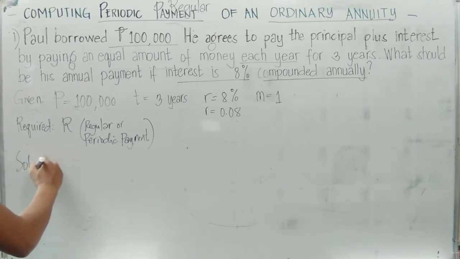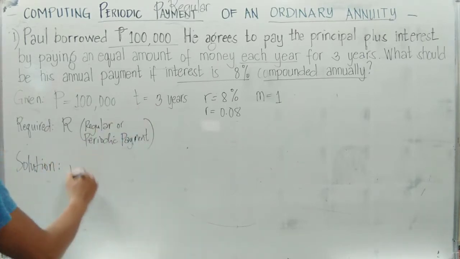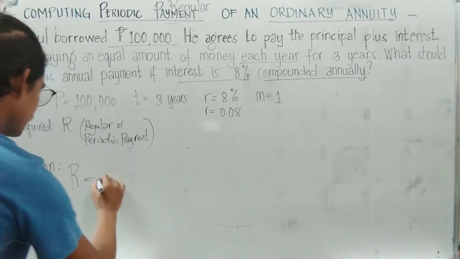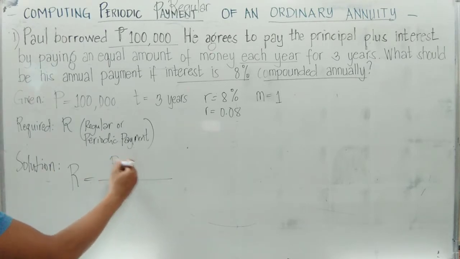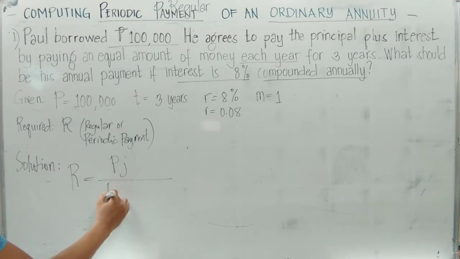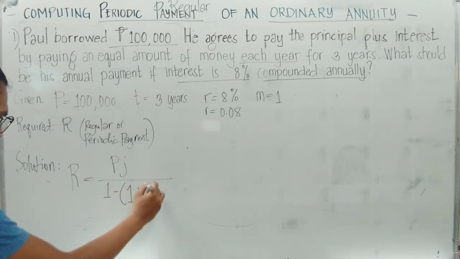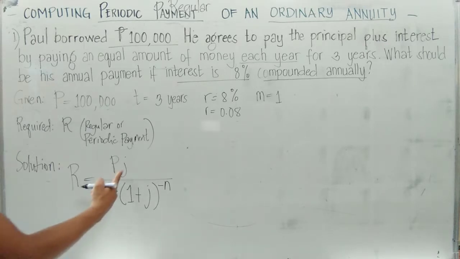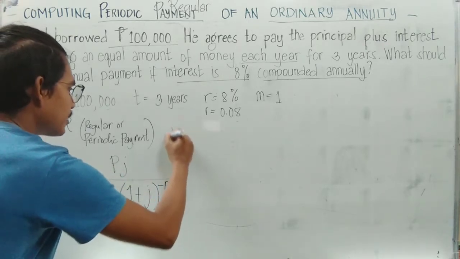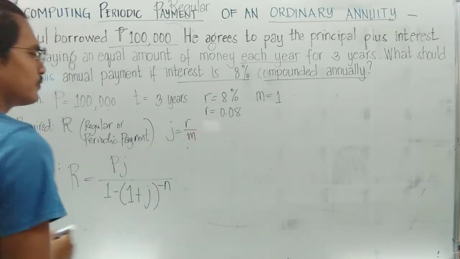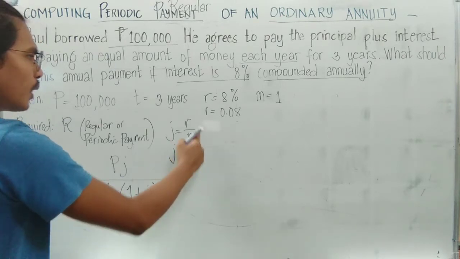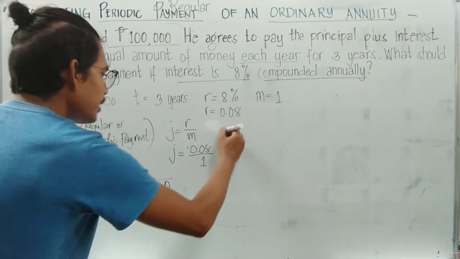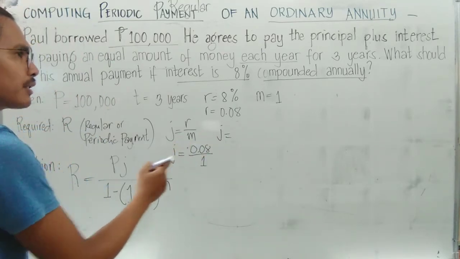Periodic because it is fixed for you to pay in each period of your annuity. Okay, for our solution, the equation for us is R is equal to P times j divided by 1 minus the quantity of 1 plus j raised to negative n. Okay? So first, let us try to solve j and n. So j is equal to r over m. Okay? Then j is equal to r, which is 0.08, over m, which is 1. Then j is equal to 0.08 divided by 1.